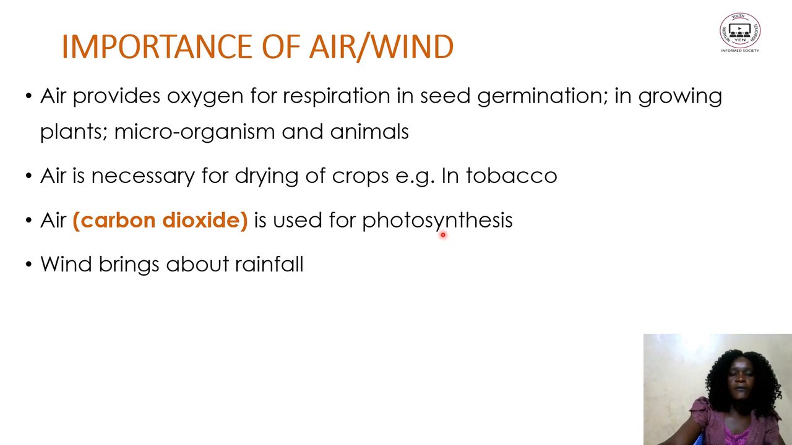And we've talked much on air. We can also talk of wind. It brings about rainfall. It's because of the wind, which, once it is blown, will be carrying the moisture from the ground and going up to the atmosphere where the clouds will be made. So it's the influence of the wind that makes the moisture from the ground go up to the atmosphere so that the clouds can be made.